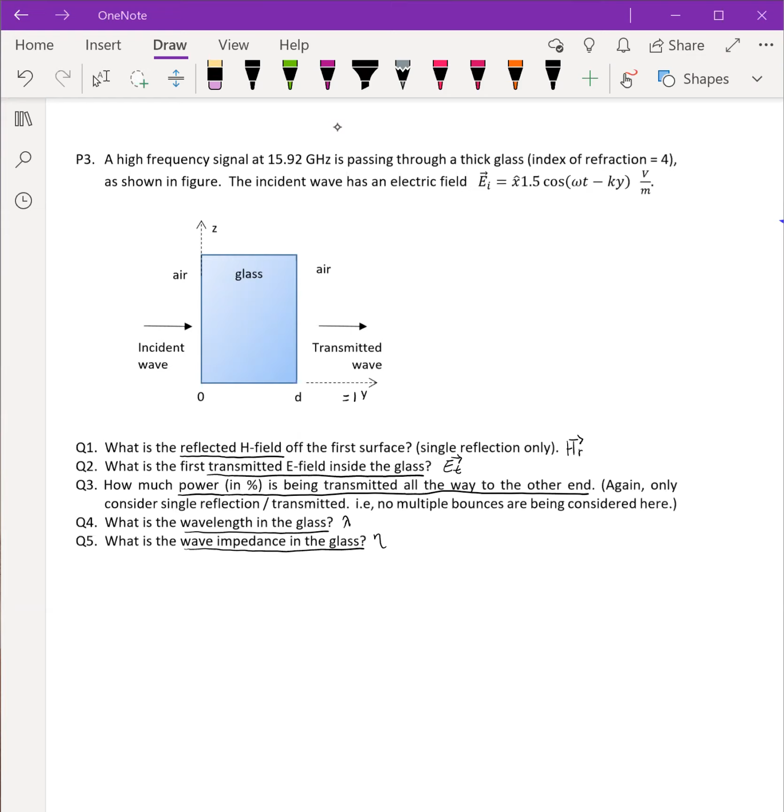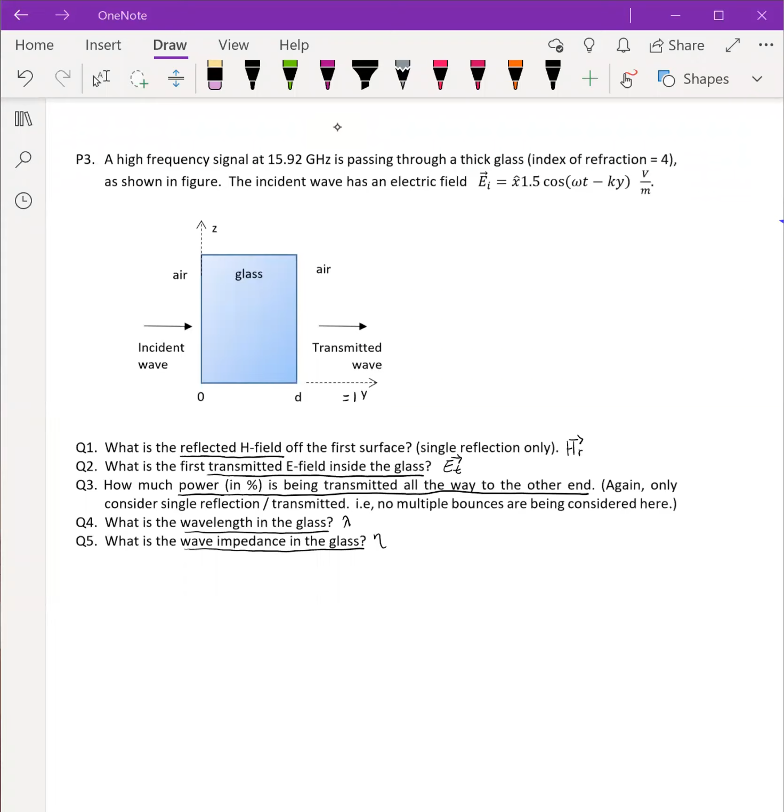This problem states a high-frequency signal at 15.92 GHz is passing through a thick glass with an index of refraction equal to 4. The incident wave has an electric field given by E of I here. The questions ask, what is the reflected H field, the transmitted E field, the power in percent being transmitted all the way to the other end, the wavelength in glass, and the wave impedance in glass.